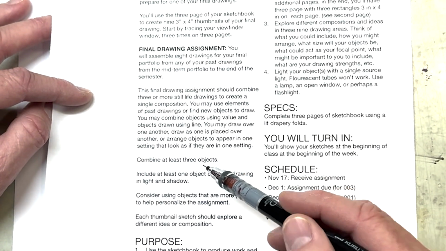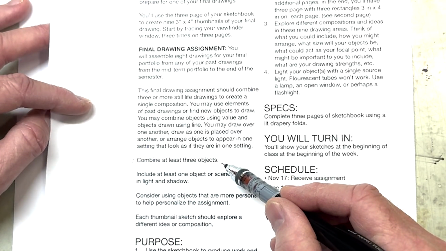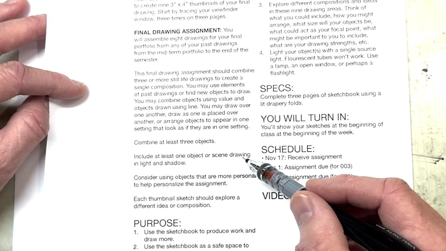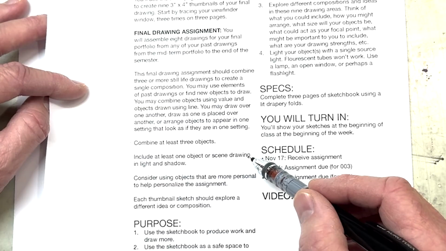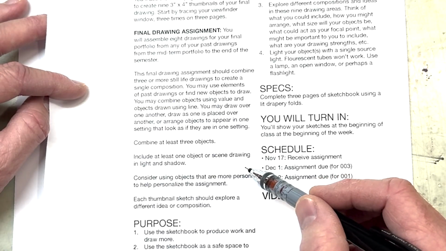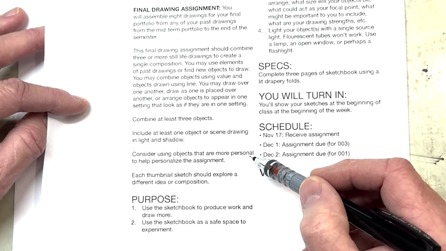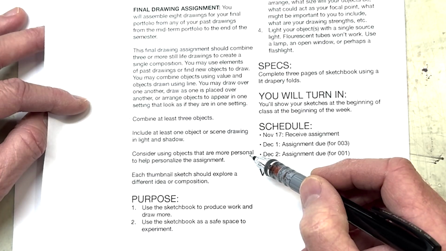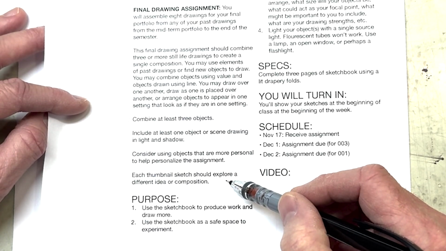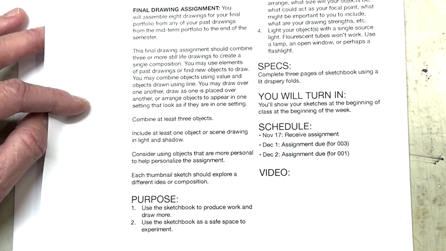So yeah, so here's the things. Combine at least 3 objects. Include at least 1 object or scene drawn in light and shadow. Consider using objects that are more personal to help personalize the assignment. And each thumbnail should explore a different idea or composition. Okay.